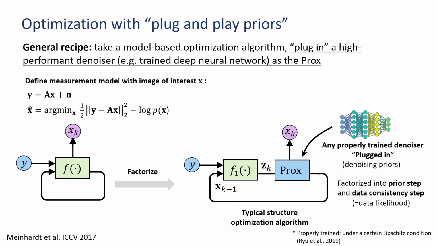And in general, it turns out that replacing this prox by a high-performance denoiser is a very good choice. So what this looks like is that you take your factorized proximal gradient algorithm, which we see on the right, and instead of the prox, which we would usually take as, for instance, the L1 norm or something like that, you would replace that by a properly trained denoiser, which can be a neural network, and that is plugged in, and these kind of methods are called plug and play priors. So these are plug and play methods. Crucially, this is still a standard optimization algorithm. It is still iterative, it's not unfolded, but the prox is replaced by a high-performance denoiser.